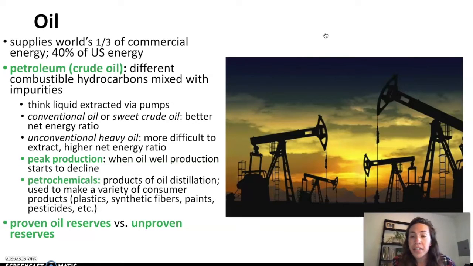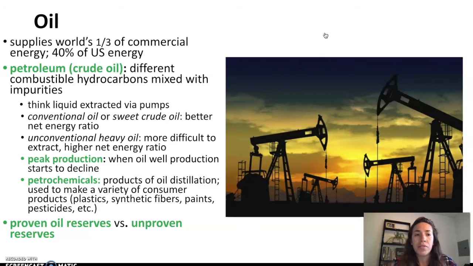The impurities in oil require a fair amount of refining to remove, but we use them for other purposes. So petrochemical is any product that comes from the oil distillation or refining process that's used to make a product. Plastics are a really good example of that. Synthetic fibers, or even non-cotton and wool fibers, like nylon, polyester, etc., tend to be a petrochemical base. A lot of paints, and even things like pesticides and other chemicals come from petrochemical original material.